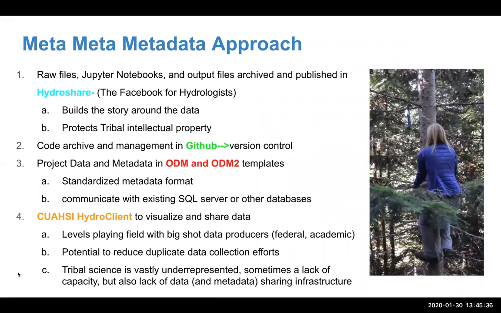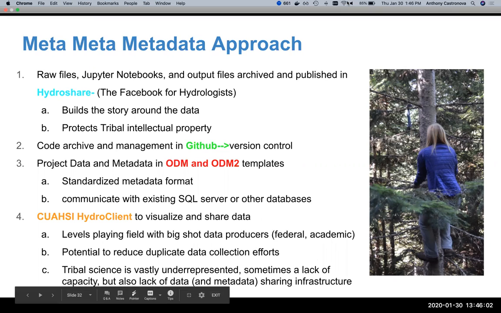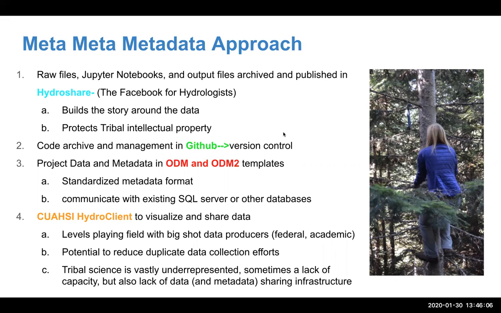So, our metadata approach. We knew we wanted to publish this data set because there are many efforts in Western Washington to downscale climate change impacts, especially among tribes. So we figured our data set and lapse rates could be directly utilized or serve as a pilot for other projects in other watersheds. And so we have all of our raw files and Jupyter notebooks and output files from that code in HydroShare, which I like to call the Facebook for hydrologists. And I really like HydroShare because it builds the story around the data and just sets the stage. It also, by publishing your HydroShare resource, protects your intellectual property, which can be an issue with tribes especially.